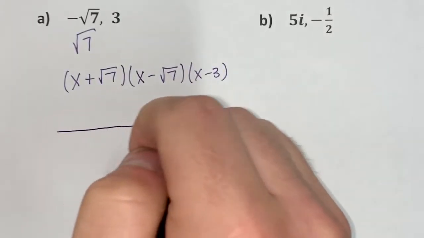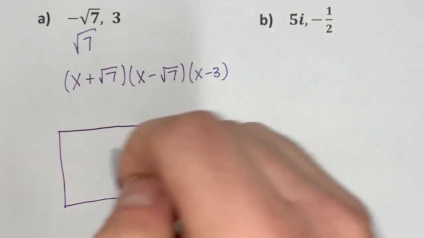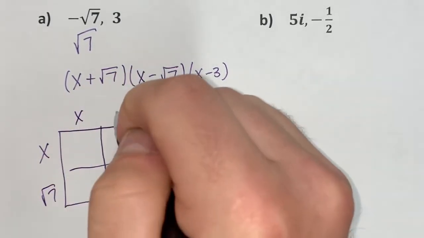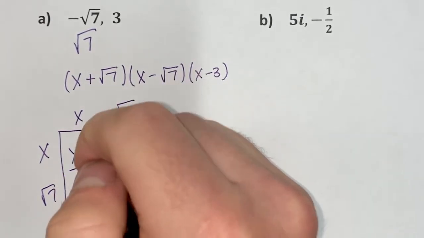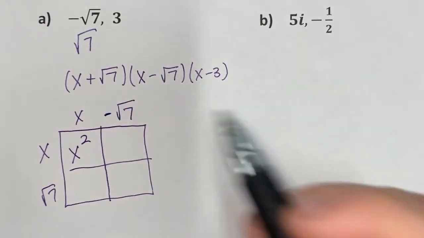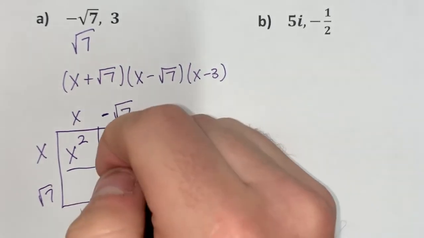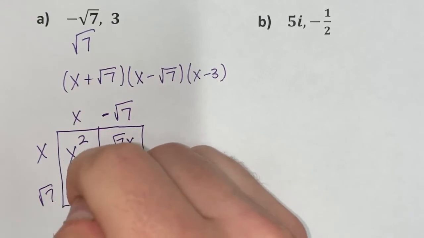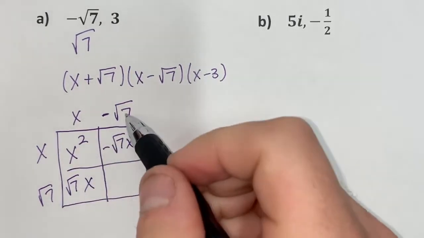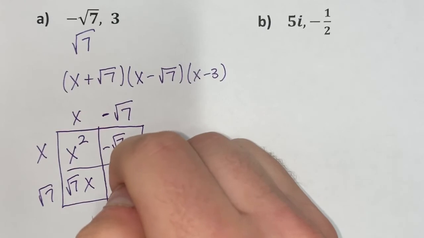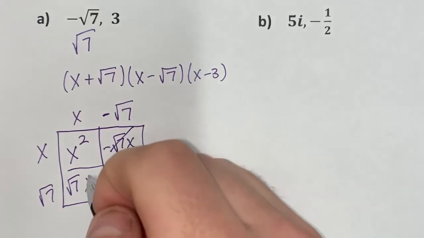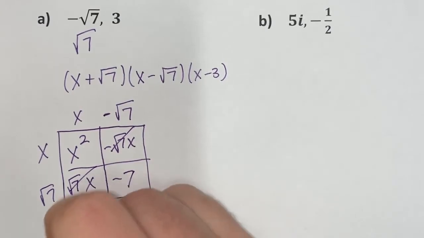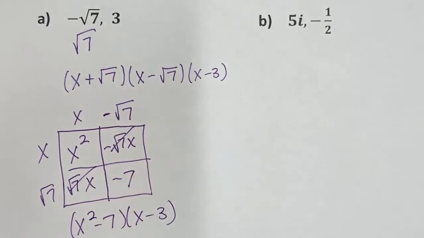We would multiply these together. We can draw a box to multiply those if we choose. X times the square root of 7 and x times the square root of 7. X times x is x squared. That one should be negative. X times negative square root of 7 would be negative square root of 7x. Square root of 7 times x would be positive square root of 7 times x. And square root of 7 times negative square root of 7 would just be negative 7. The negative square root of 7x and the square root of 7x cancel, so we're left with x squared minus 7 times x minus 3.